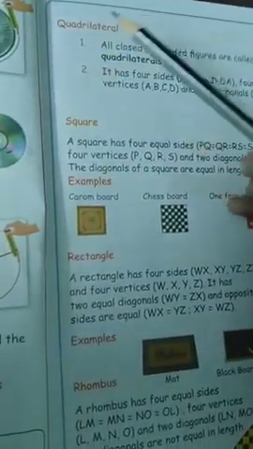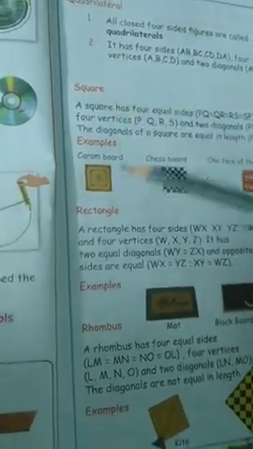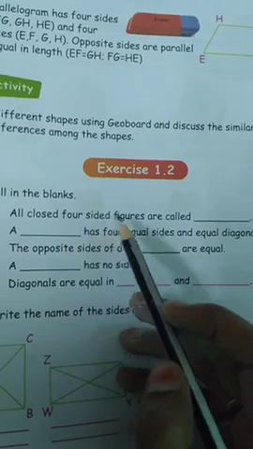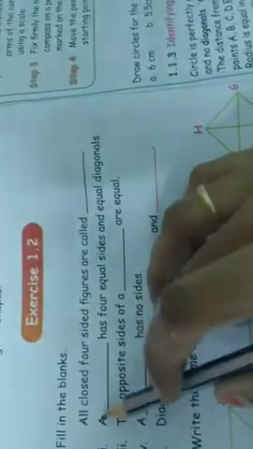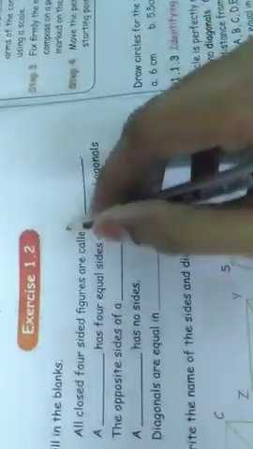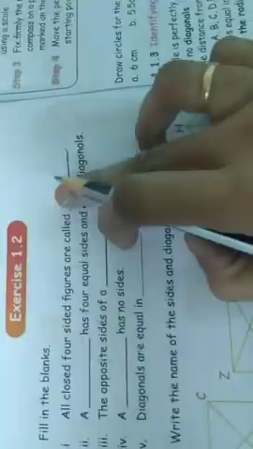Now we have seen the quadrilateral, square, rectangle, rhombus and parallelogram. Now exercise 1.2. All closed 4-sided figures are called what? Very good, quadrilateral. So write down quadrilateral here. The first one: all closed 4-sided figures are called quadrilateral.